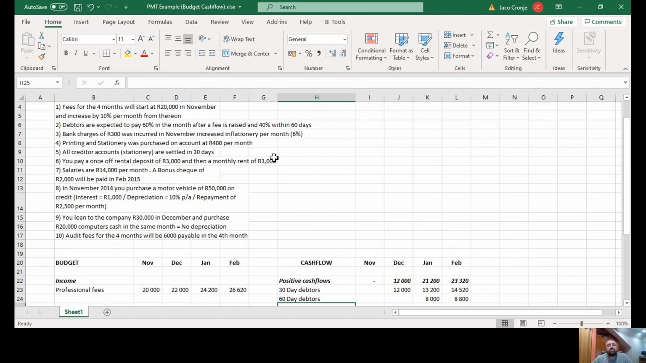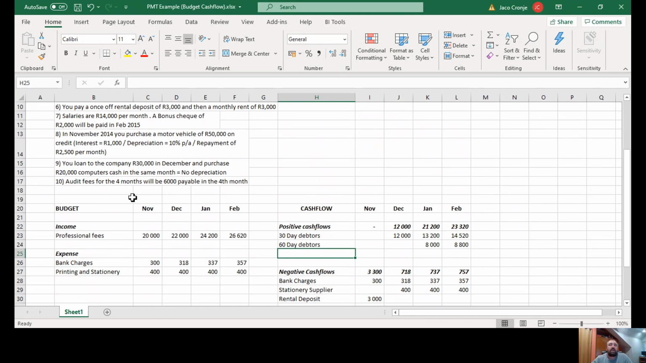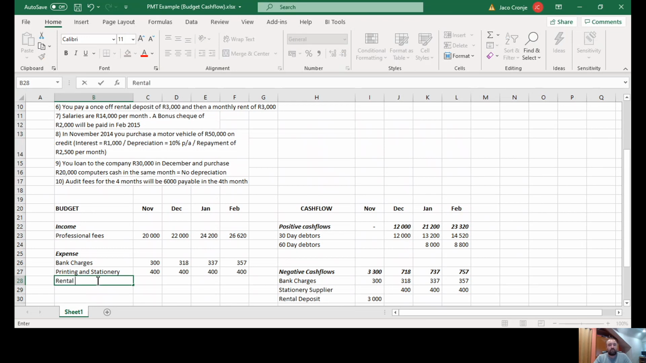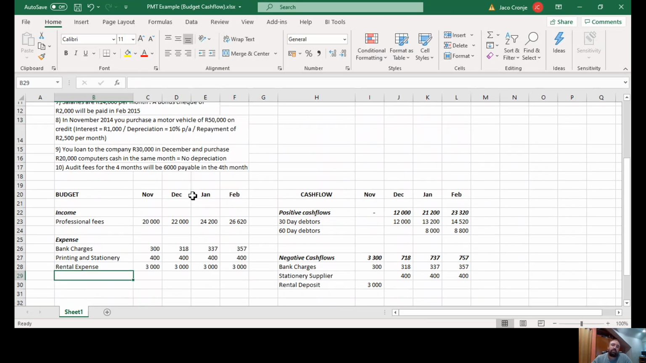Our rent expense is 3,000 Rand a month. Does that go into my budget? Is that an expense item? After I pay the rent, will the landlord give it back to me after I've used the office? And the answer is definitely no. So rental expense goes into my budget at an amount of 3,000 Rand, 3,000 Rand, 3,000 Rand, and 3,000 Rand.